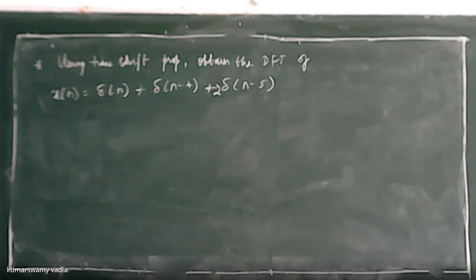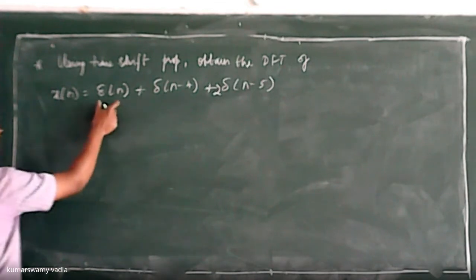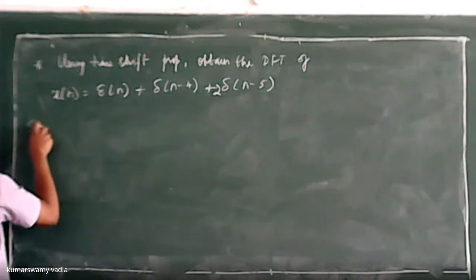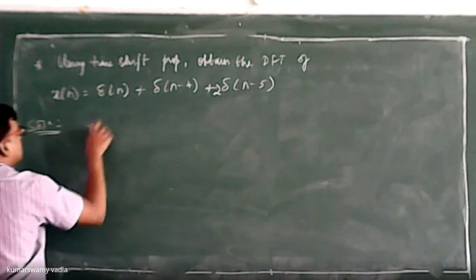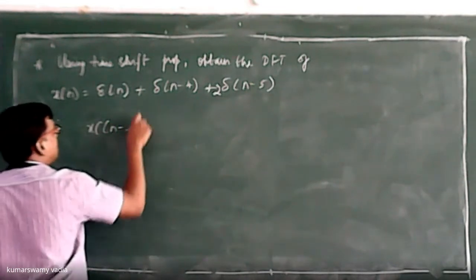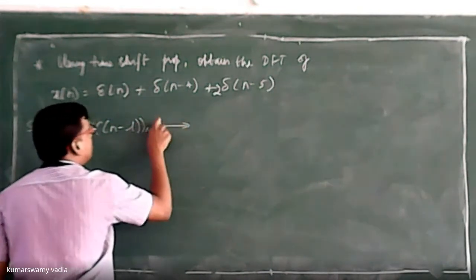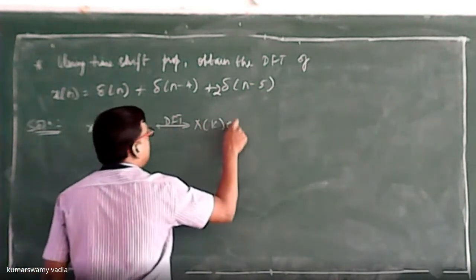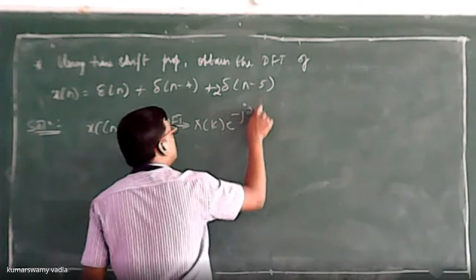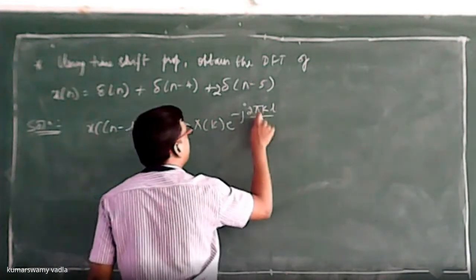Okay. Using time shift property, we shall write down this. First, let us consider the circular time shift property. For x of n minus L, when you apply DFT, you should get X of k e power minus j 2 pi k L divided by N.